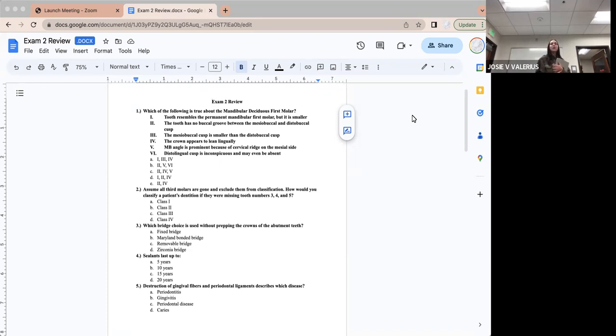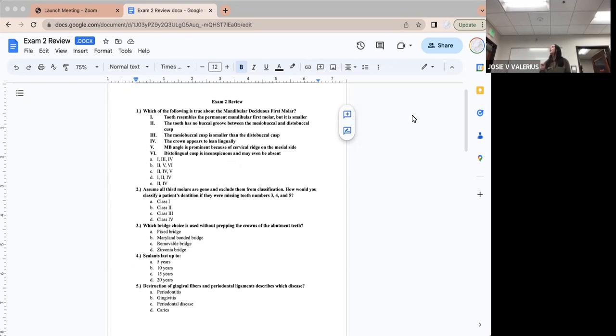So remember the whole cervical ridge, go back and review that. It's a bigger thing for the deciduous teeth that's not really mentioned for the permanent. So the correct answer for that is D. Oh, sorry, C. 2, 4, and 5 are correct.